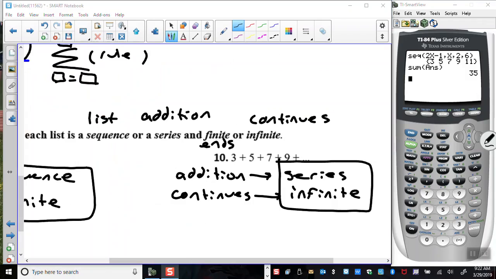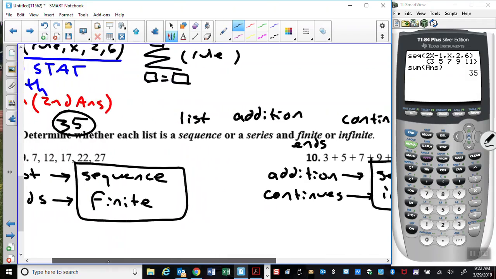All right, for number 10, you should have gotten that it's a series and it's infinite. Okay, go back and do the problem on the front where we said to use a calculator. Make sure you can do that, and we will see you in class.